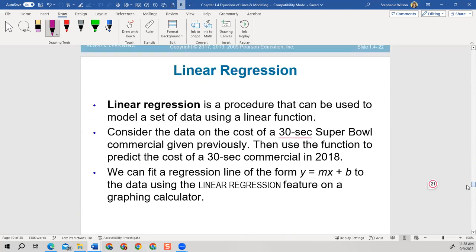Okay, so now a linear regression. A linear regression is a procedure that can be used to model a set of data using a linear function. We're going to consider the data on the cost of the 30-second Super Bowl commercial given previously, then use the function to predict the cost of the 30-second commercial in 2018. We can fit the regression line in slope intercept form to the data using the regression line feature on a graphing calculator.